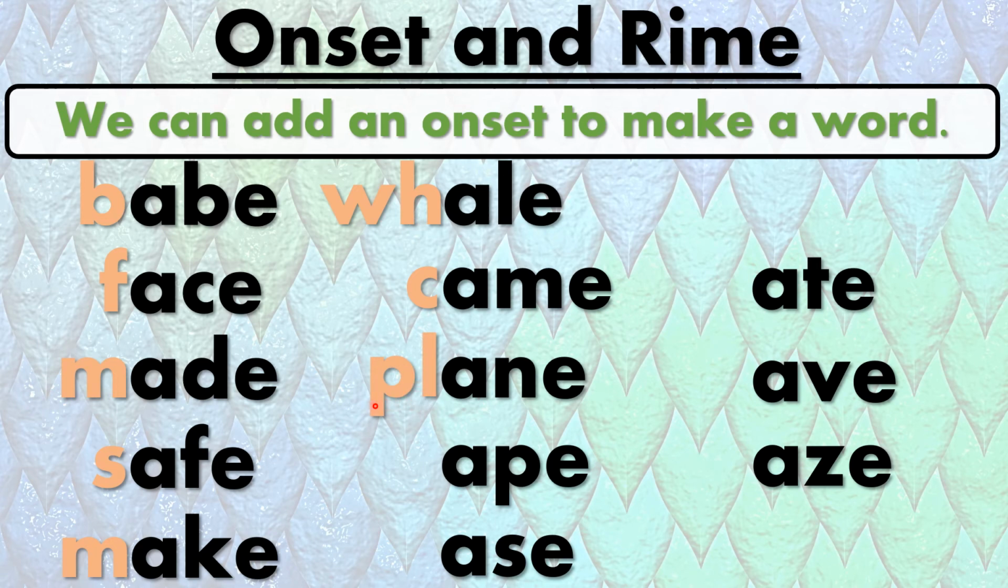Pl, ain, plain. T, ape, tape. K, ace, case. L, eight, late. G, ave, gave. A's, maze. There are also many other words that you can make when you add the onset to a rhyme with A and magic E.